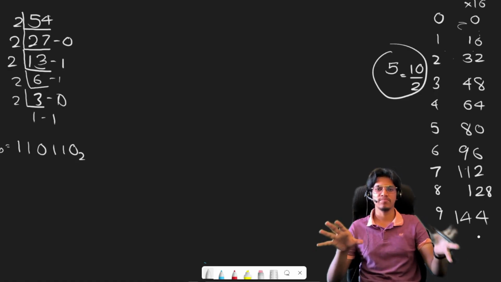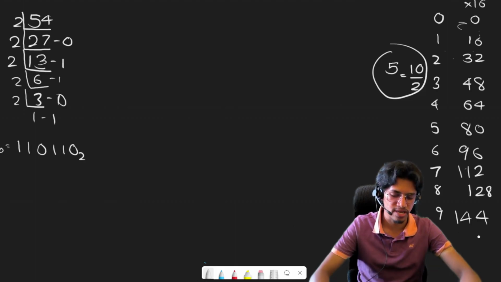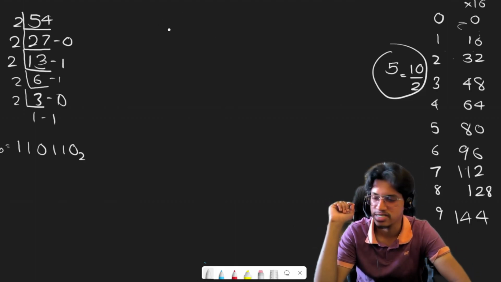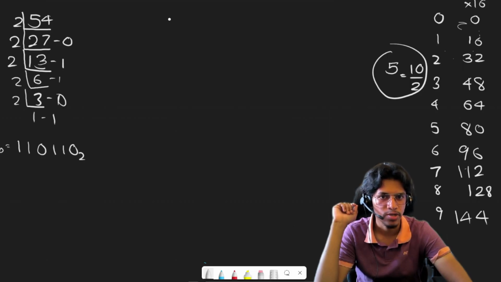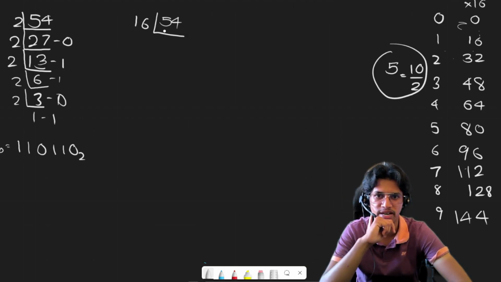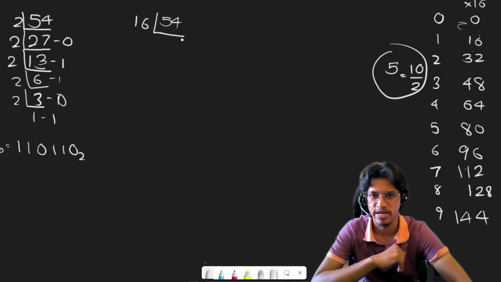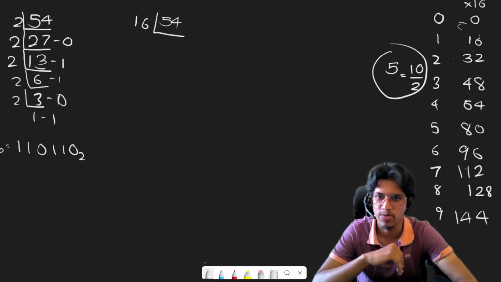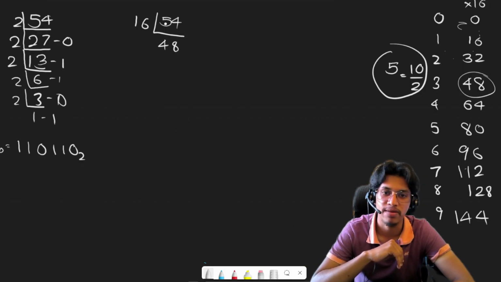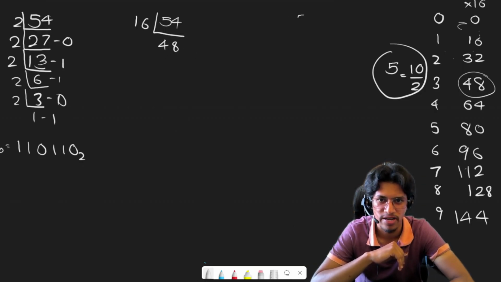Now we have all the values that we need. Now let's start converting, right? So 54 divided by 16. What I do is we have to get the closest lower value, right? The closest lower value we get is 48 in this case. So we put 48 over here and we have to get the balance. 54 minus 48.